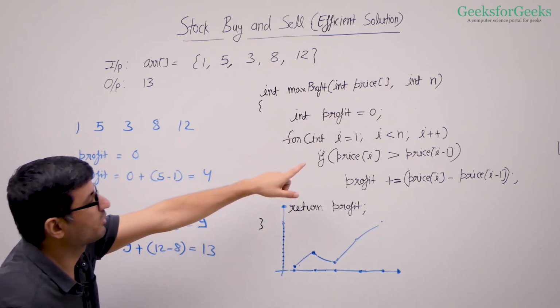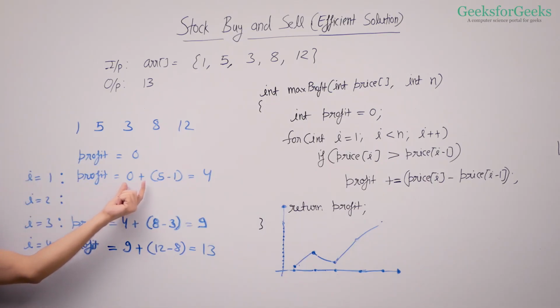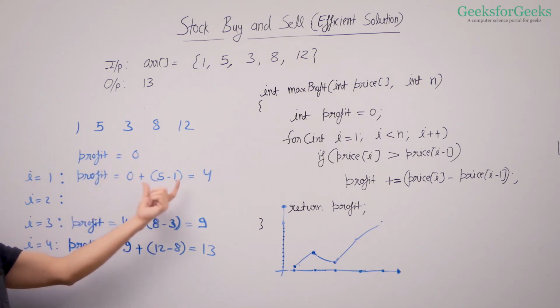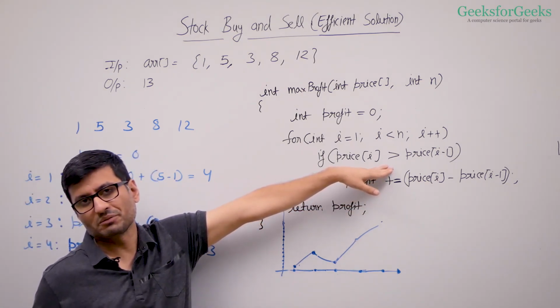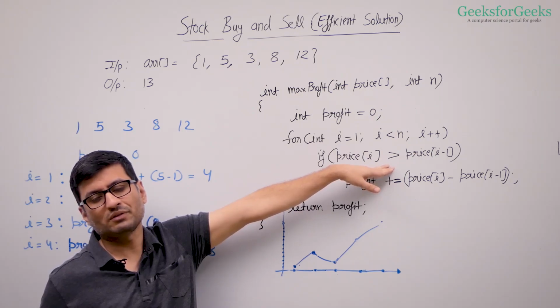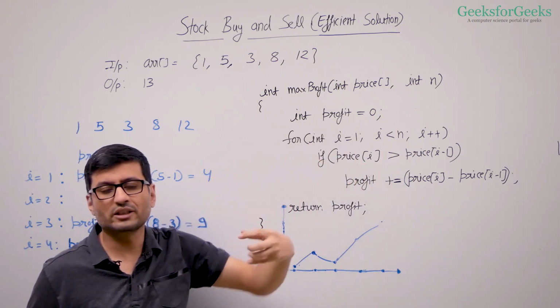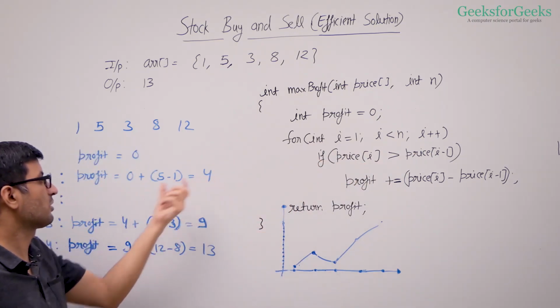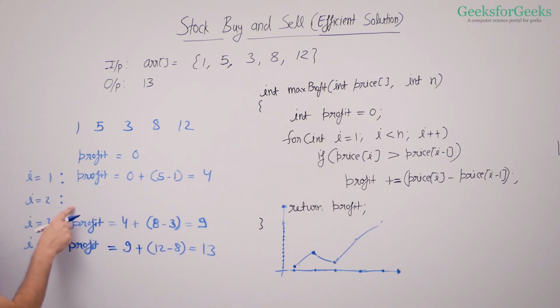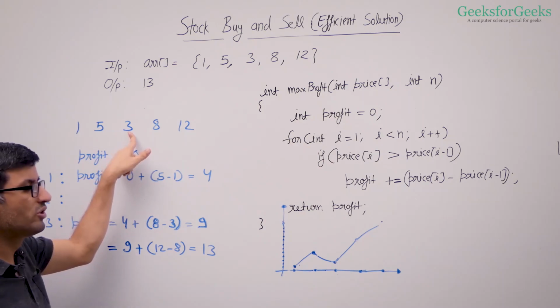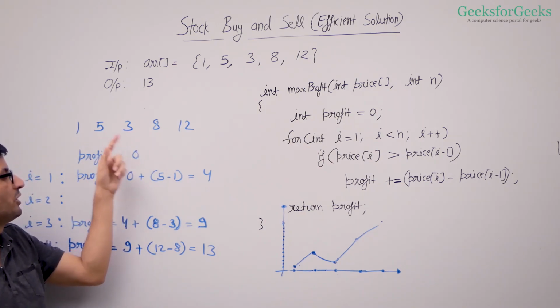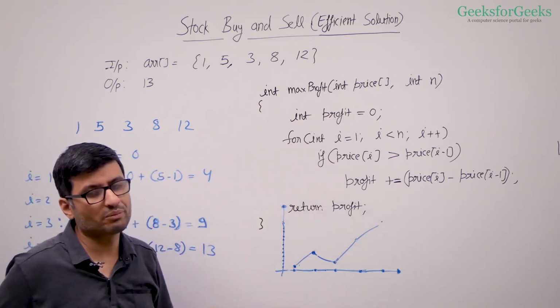We begin this loop for i equal to 1. The profit that we get is 0 plus 5 minus 1, and we get the value as 4. We went inside the if condition because price of i is greater than price of i minus 1. Price of 1 is greater than price of 0. So we got the profit 4. Now for i equal to 2, price of 2 is not greater than price of 1. So we do not go inside the if condition and we do not update the profit.